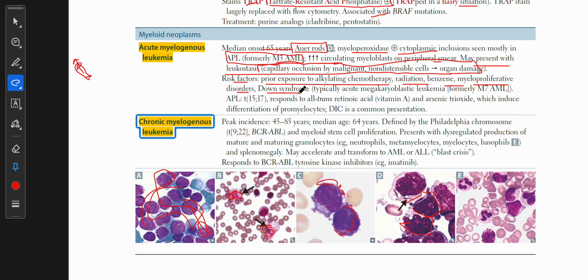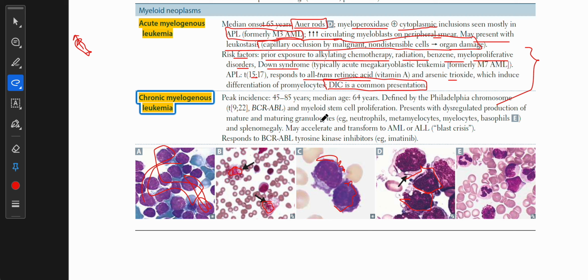And also Down syndrome, typically acute megakaryoblastic leukemia, formerly M7 AML. And APL, that is translocation 15;17, responds to all-trans retinoic acid, vitamin A, and arsenic trioxide, which induce differentiation of promyelocytes. And DIC is a common presentation in AML. Remember this. DIC is a very common presentation in AML.